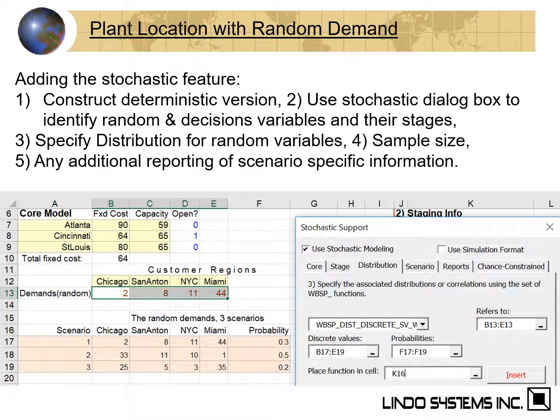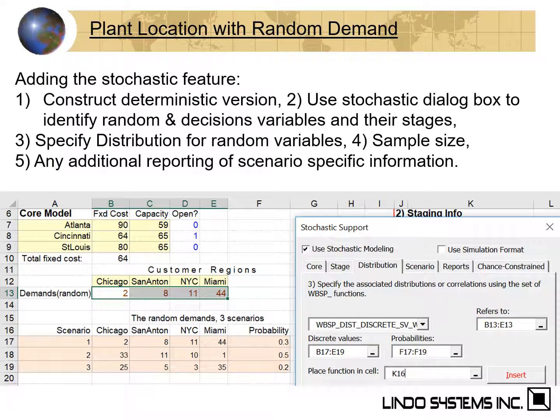It is not difficult to add the stochastic feature to a spreadsheet. You simply first construct a deterministic version, and you may want to debug the deterministic version first. And then What's Best has dialog boxes for adding the stochastic feature. So the major things that you have to do is use that dialog box to identify the random variables and also the decision variables that are in the various stages.